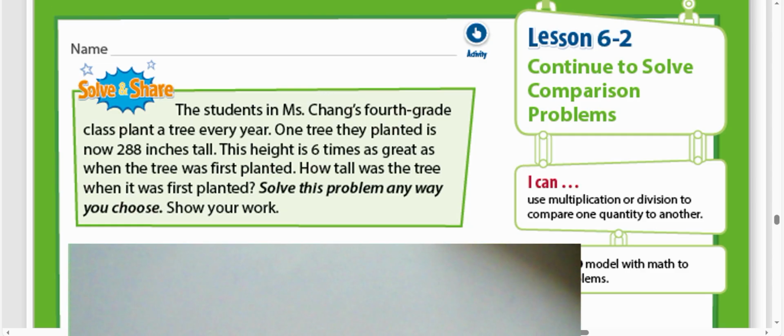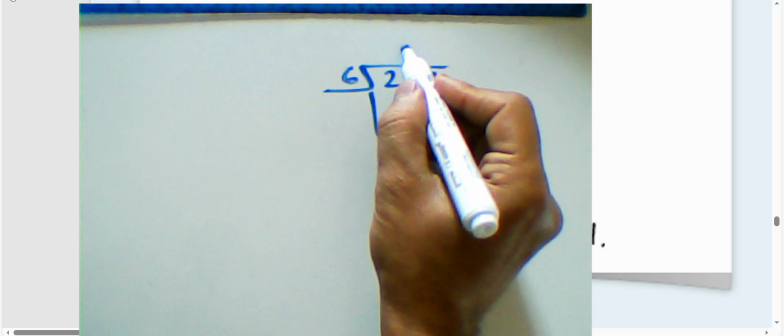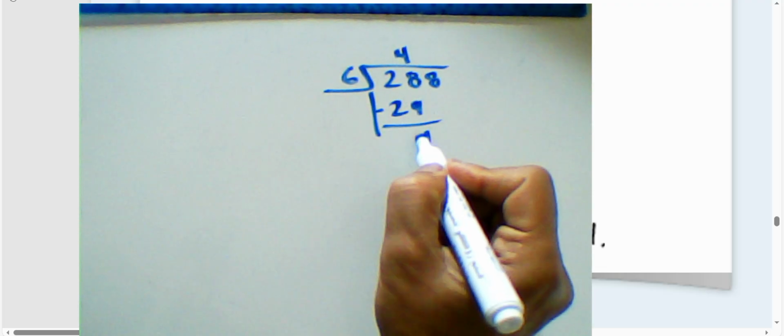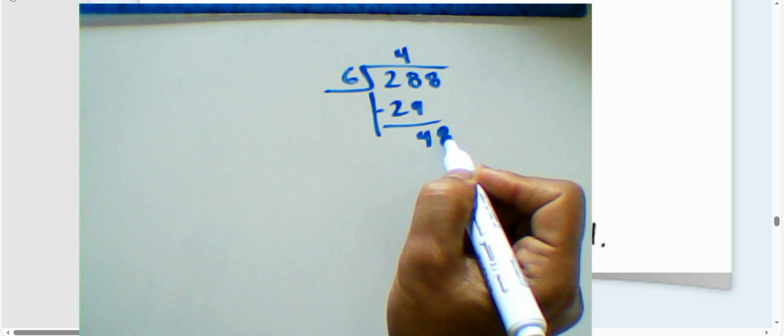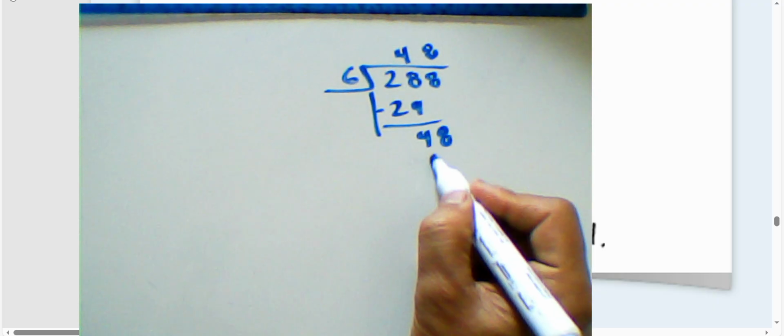We have 288 inches tall, the height of this tree. We can divide it by 6 to find the answer. Look here, 288 divided by 6. 28 divided by 6 equals 4, because 4 times 6 is 24. Find the difference and then drop the 8. 48 divided by 6 equals 8, because 6 times 8 equals 48.